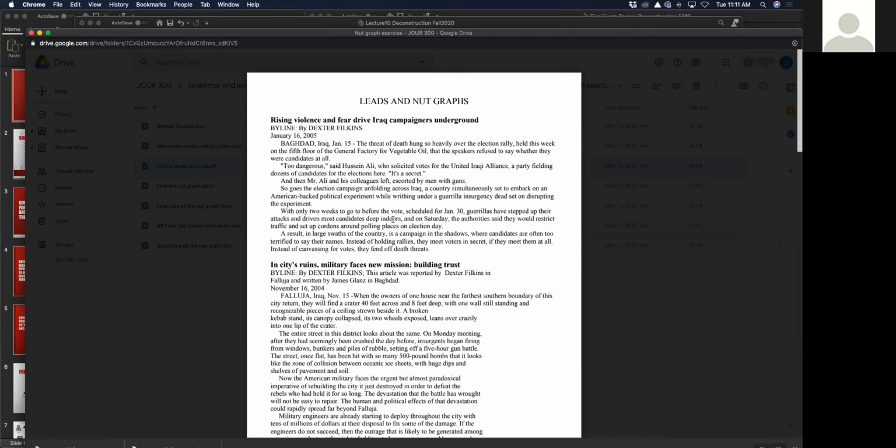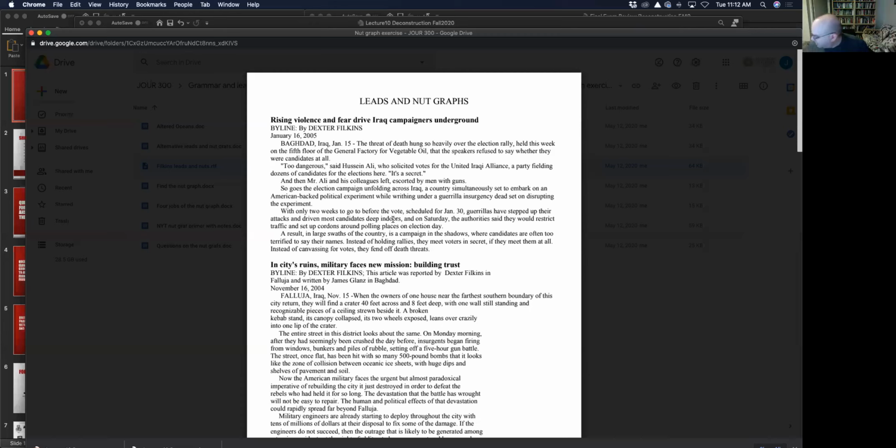so goes the election campaign unfolding across Iraq, a country simultaneously set to embark on an American-backed political experiment while withering under a Sunni insurgency dead set on disrupting the experiment. With only 2 weeks to go before the vote scheduled for January 30th, insurgents have stepped up their attacks and driven most candidates deep indoors. And on Saturday, the authorities said that they would restrict traffic and set cordons around polling places on election day.